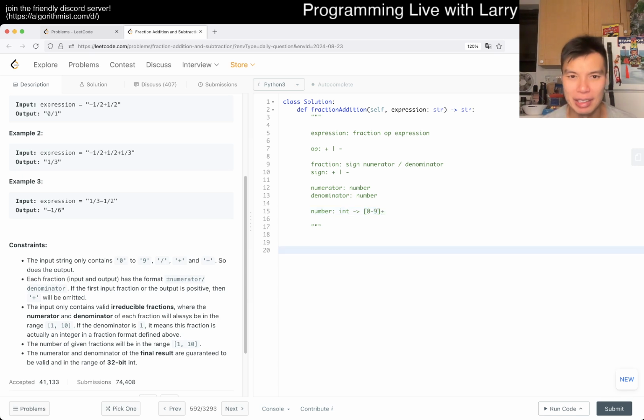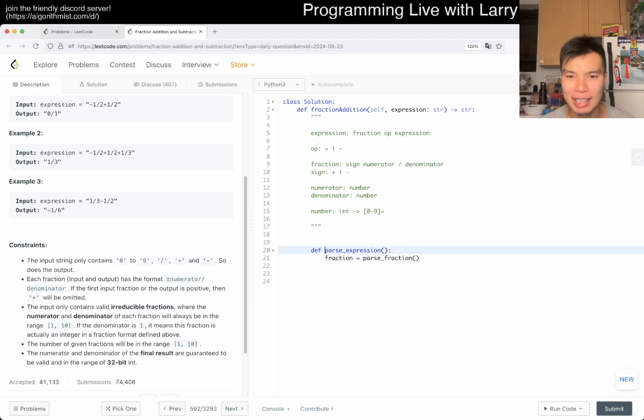But you know, you get the idea of what I'm trying to do. So now we have a parse expression, which is the thing that we're doing now. And now we check whether this is a... the first thing has to be a fraction. So then we can just do fraction is equal to parse fraction, right?